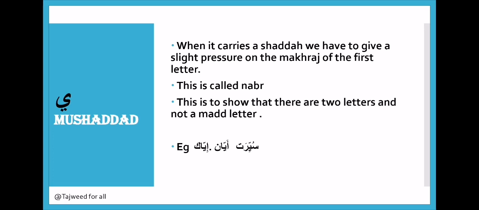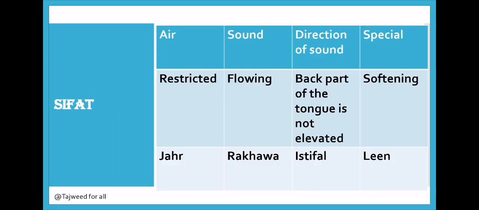But we have to show that it is two letters. Iyana, iyana, iya. Don't say iya, because then there is no number. Iya is also wrong. Iyana, ayyana, إياك إياك نعبد وإياك نستعين. Right? So now we will check the sifat of the letter ya.